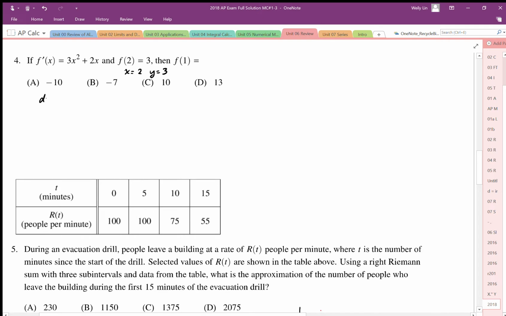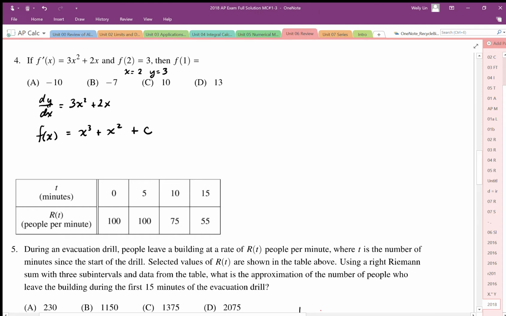So we have dy/dx is equal to 3x squared plus 2x. Okay, so we're going to anti-differentiate this, so we're going to end up with the y function, which we'll call f of x, is equal to x cubed plus x squared. Don't forget the plus c.